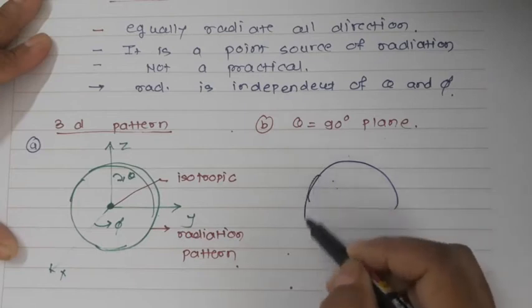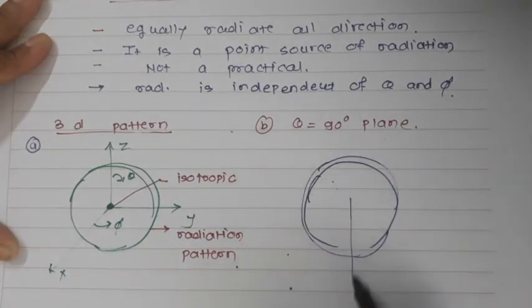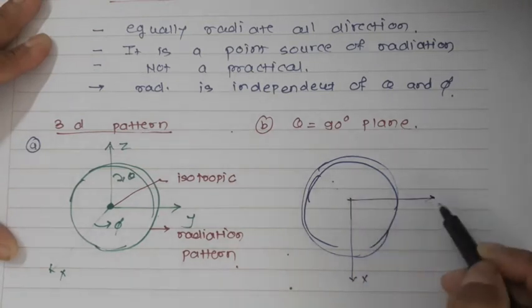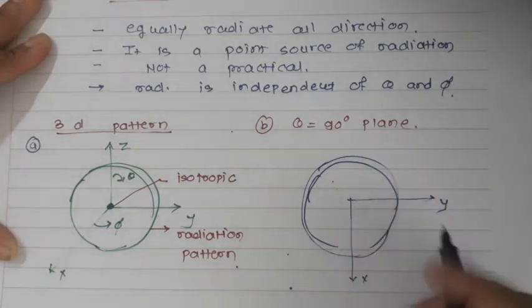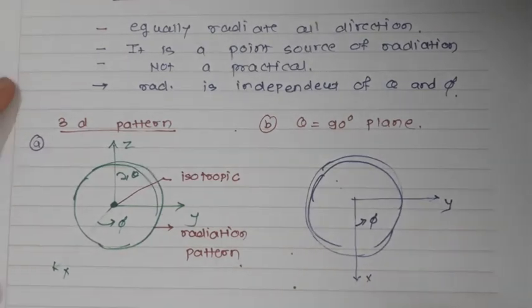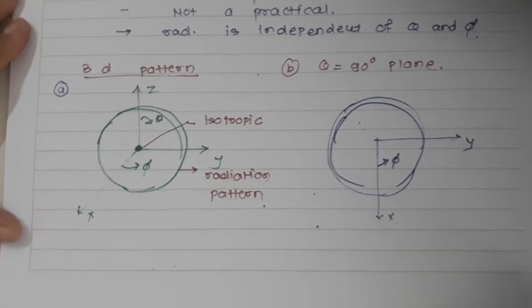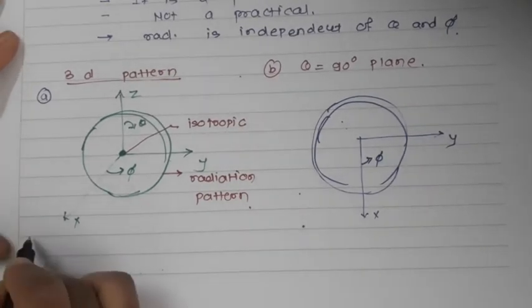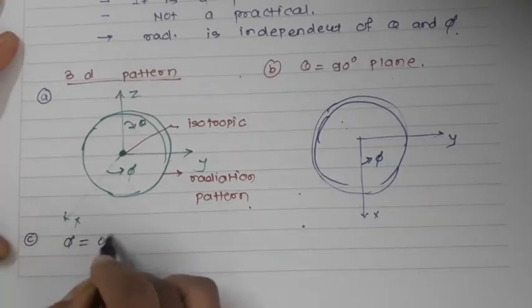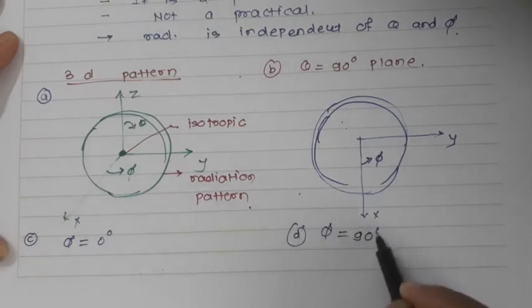So at theta equal to 90-degree, I'll get this kind of pattern, where this will be the x, this will be the y, and this you can say is theta equal to 90-degree. Now third, we'll assume that we draw it with respect to phi. So if you're drawing it with respect to phi, I'll assume first that phi is equal to the 0-degree plane, and the next one I'll assume phi is equal to the 90-degree plane.